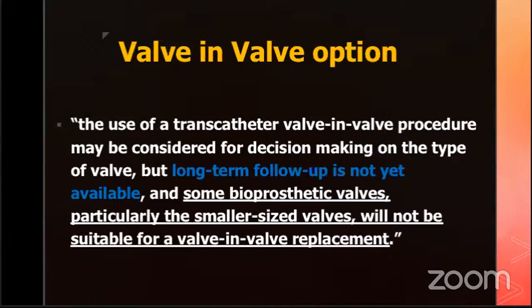So of note, I just quoted this statement from the American Heart Association and American College of Cardiology guidelines, which maintain that valve-in-valve options, while possible, are not yet proven, stating the use of a transcatheter valve-in-valve procedure may be considered for decision-making on the type of valve, but long-term follow-up is not yet available. And some bioprosthetic valves, particularly the smaller sized valves, will not be suitable for valve-in-valve replacement. Both mechanical and bioprosthetic valves have indications and advantages considering the longevity of the valves and known risks of thrombosis and the need for anticoagulation. This is in regards to the decision of the valves.